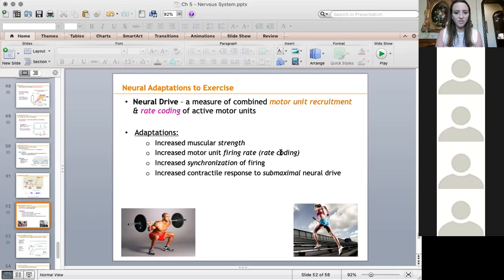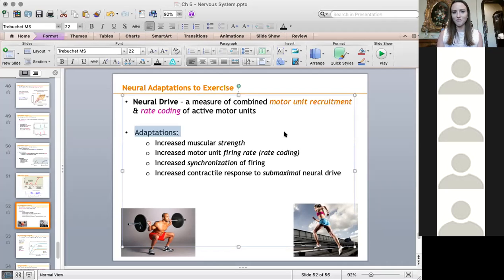rate coding. So other adaptations, an obvious one, increased strength. So we're stronger due to the increase in neural drive. Increased motor unit firing rate, which is also called rate coding, which we just said. We have motor unit recruitment, we have rate coding, we have increased neural drive.